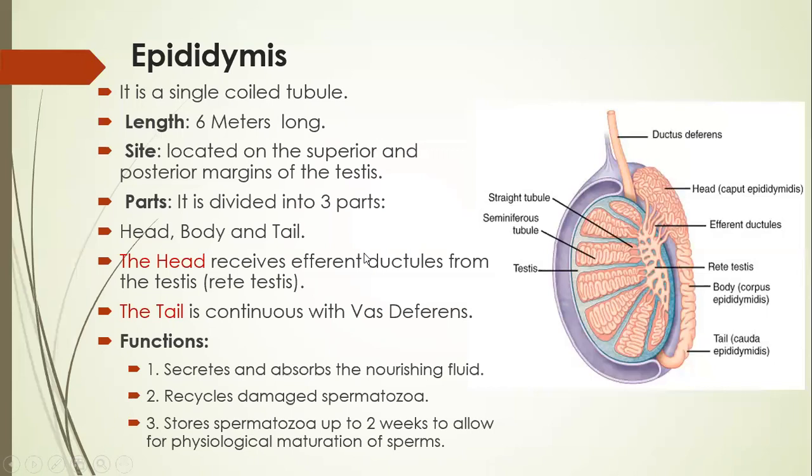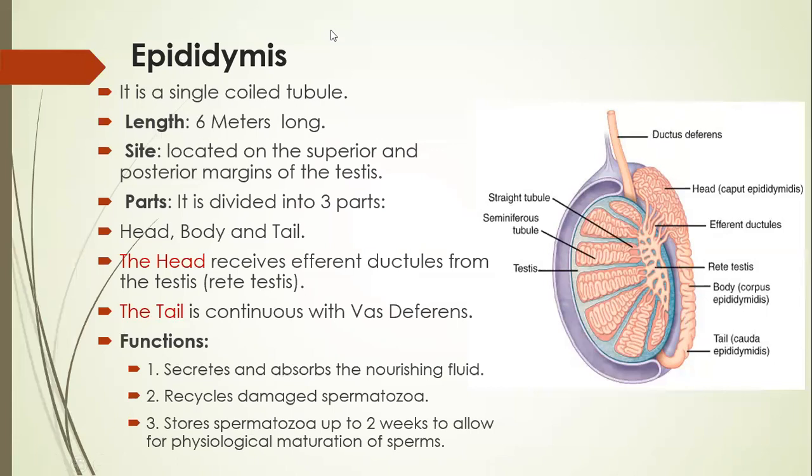The head receives efferent ductules from the rete testis. As you can see here, the rete testis gives many efferent ductules, and they all open into the head of the epididymis. The tail continues as the vas deferens, or the ductus deferens.